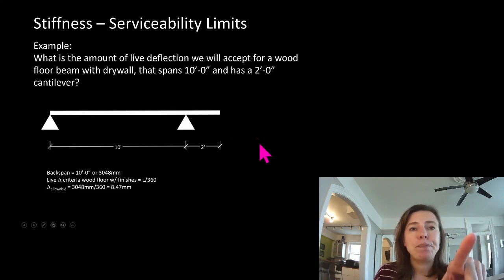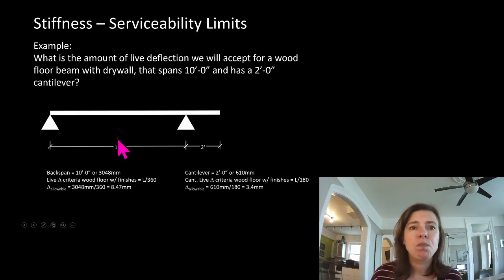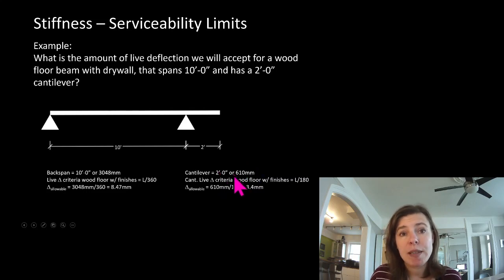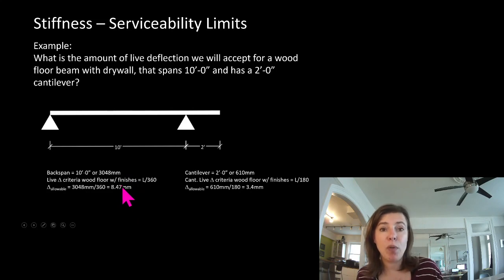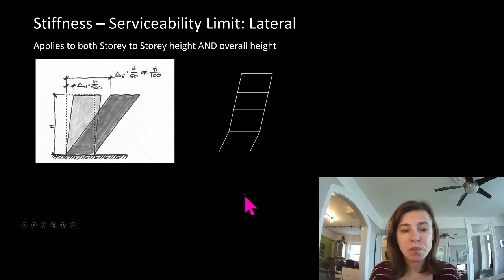We had two parts here. This would also tell us for the cantilever. So cantilever is 2 feet, or 2 times 12 times 25.4 is 610. Okay. It's the same deflection criteria, but we've divided it by 2 because it's a cantilever. So 610 divided by 180 equals 3.4 millimeters. So our backspan has a deflection criteria of 8.47, and our cantilever has a deflection criteria of 3.4.